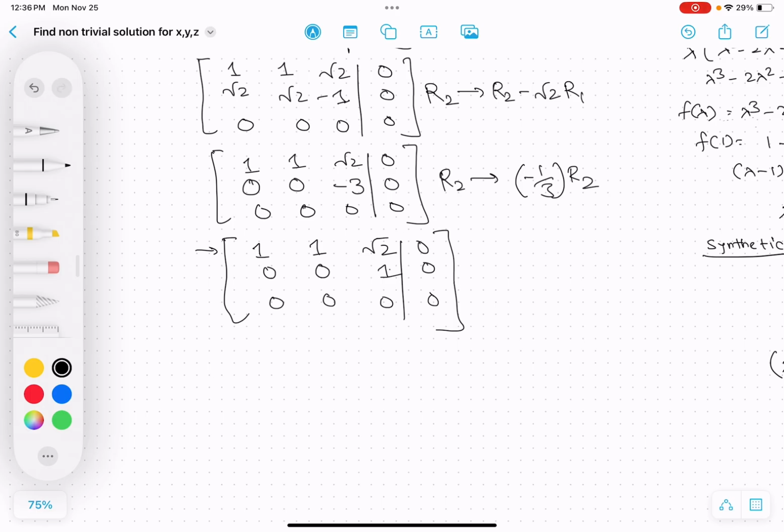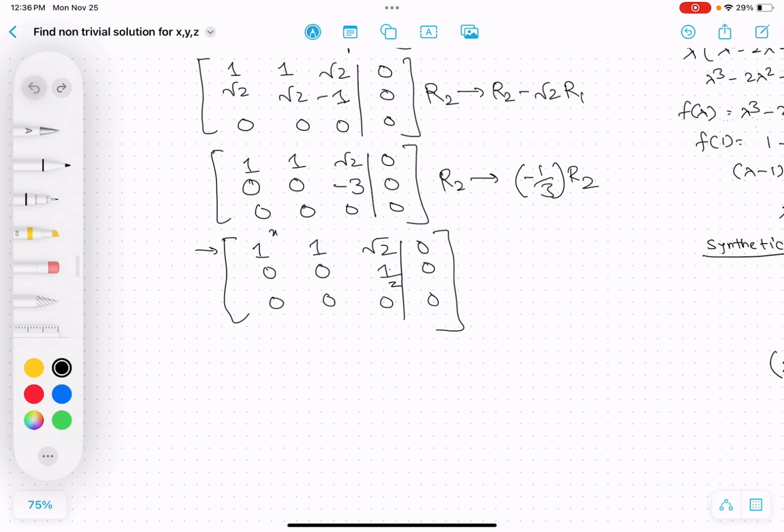But yeah, the main thing is we don't want the equation involving a pivot variable to depend on another pivot variable. Over here, this is z, right? Now if I just write it as an equation, this is x1 plus x2 plus root 2 x3. Let's say x3 is equal to 0, right? We don't want these to depend on each other. We just want pivot variables to depend on free variables.